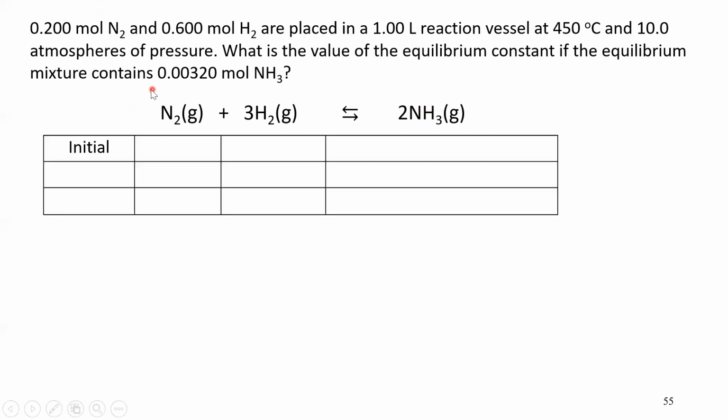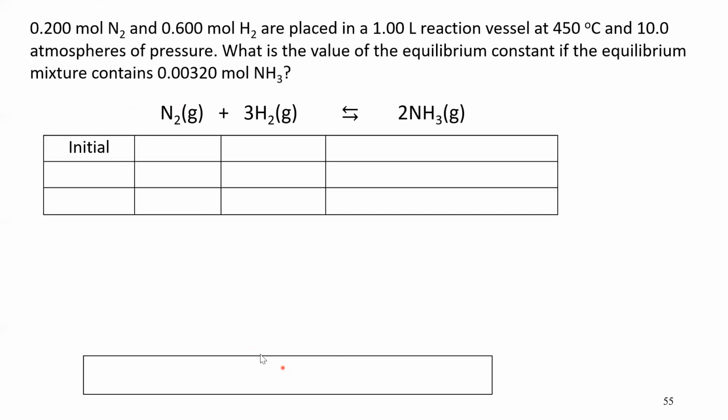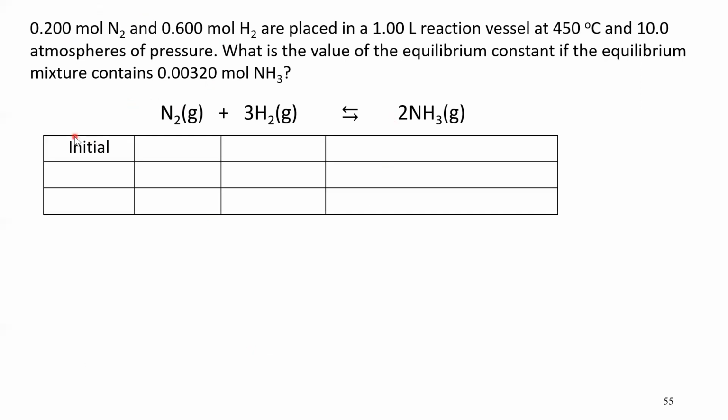So what we're going to do is make what's called an ICE chart, and that's going to help us organize our numbers. In our ICE chart, I stands for initial. So in this case, the initial concentration of nitrogen was 0.200 moles in a 1 liter container, so 0.200. Hydrogen is 0.600 moles in a 1 liter container, but there wasn't any ammonia initially because the reaction hasn't started. And this is our I in our ICE chart.